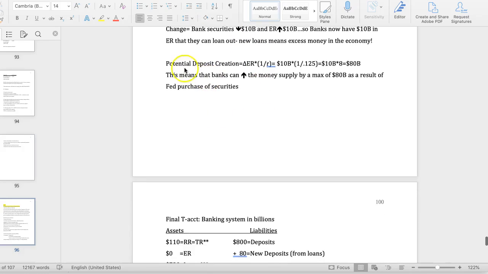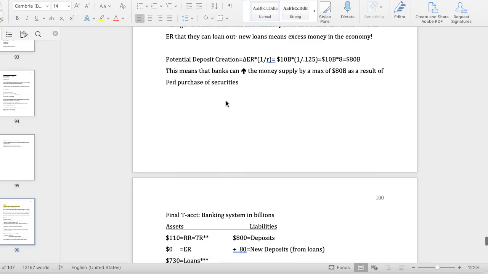Well, we go back to our equations and we can look at the potential deposit creation model. Change in excess reserves, which we know is 10 billion, times 1 over the required reserve ratio, which we know is 12.5%. So you just fill in the blanks. 10 billion times 1 over 0.125 is 10 billion times 8, or $80 billion. That means banks can increase the money supply by a maximum of $80 billion as a result of the Fed purchase of $10 billion in securities.